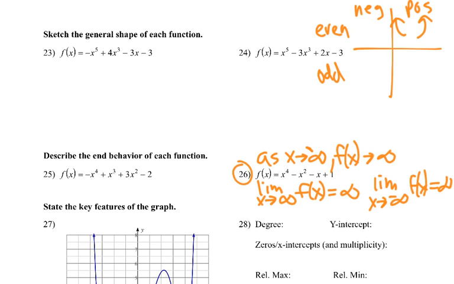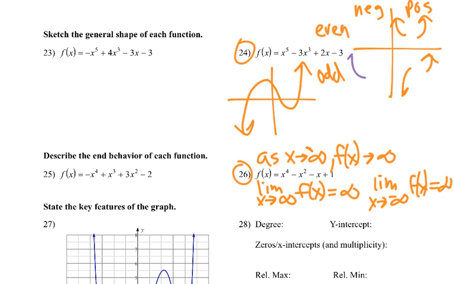Now, if we have an odd that's positive, the right side goes up, left side goes down. So 24. It wants me to sketch the general shape, so I'm just going to sketch something like that. Right side goes up, left side goes down. Now if we have odd negative, it just flips it. Left side goes up, right side goes down. So sketching that one looks something like this.